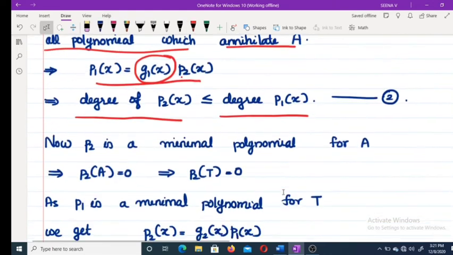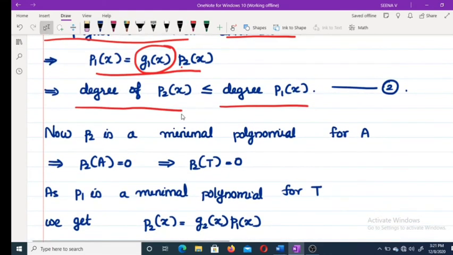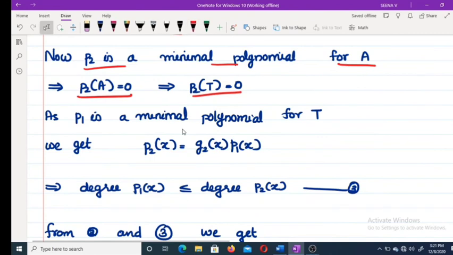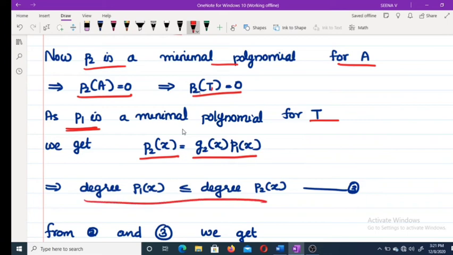Okay, now similarly you can apply this. p2 is the minimal polynomial for A, therefore p2(A) equals 0. This implies p2(T) equals 0. Now p1 is the minimal polynomial for T, therefore it is the generator for the annihilating polynomials. p2 is an annihilating polynomial for T. Therefore p2(x) you can write as g2(x) times p1(x). Therefore from this, the degree of p1(x) is less than or equal to the degree of p2(x).